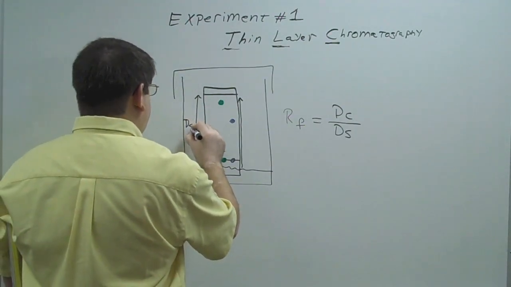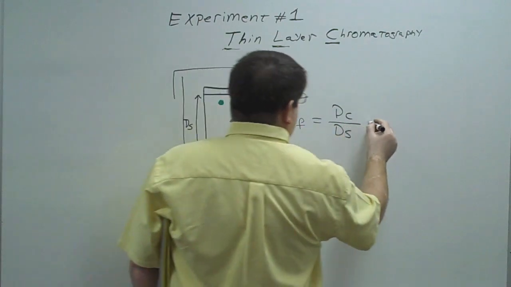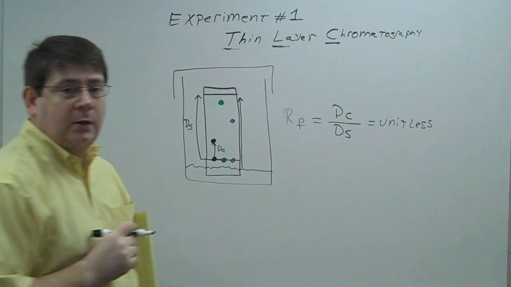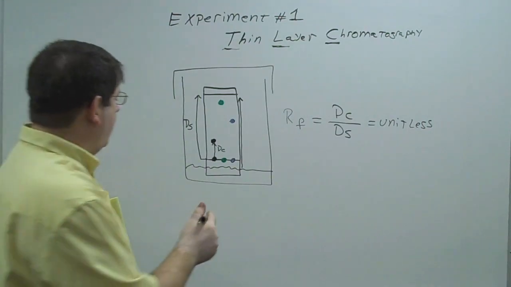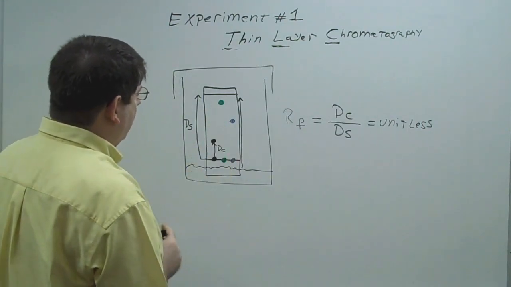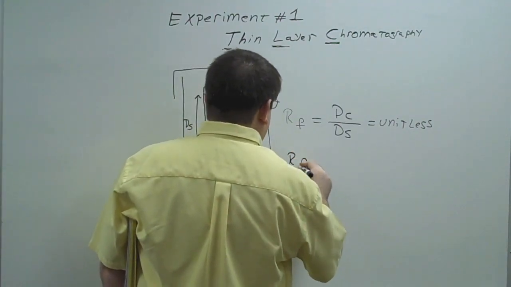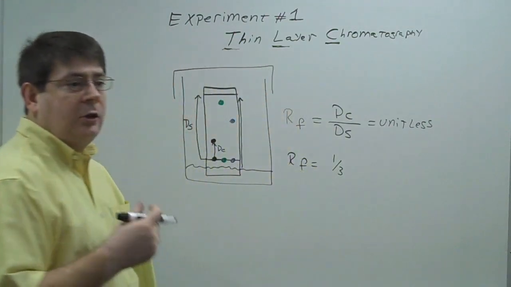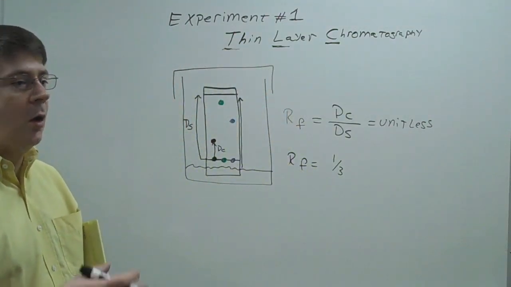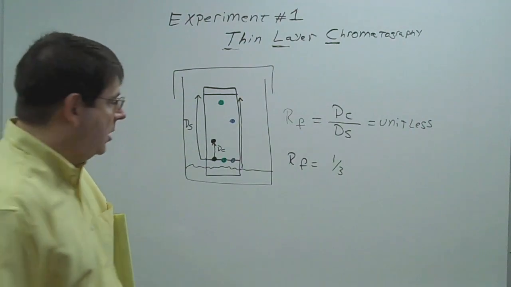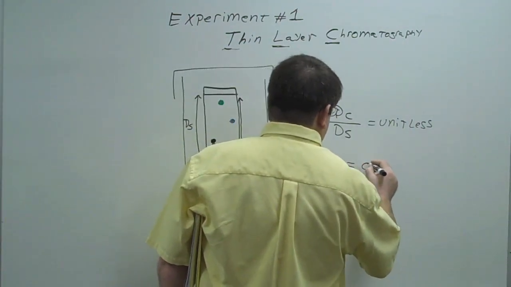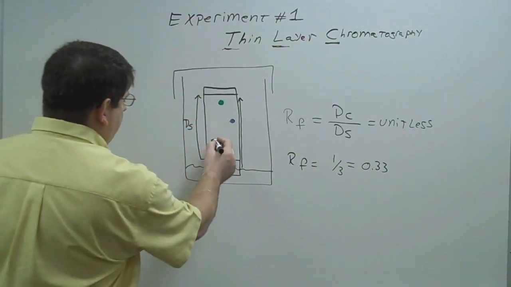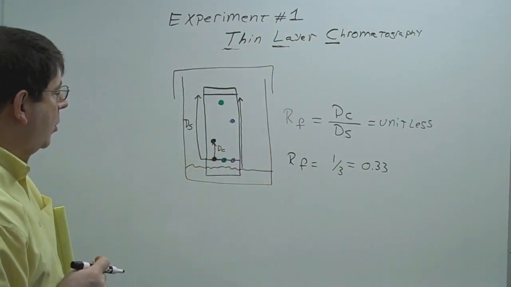So this is DS. Notice that this is a unitless value. And we typically report these to just 2 decimal points. So for example, this looks like it went up about 1/3 of the way. So you would report the RF for the black spot as 1/3. You can put that into your calculator, of course, get 0.33. Don't go out to 5 decimal places. We can only go out to about 2 accurately. So the RF for this particular compound, this black spot, would have an RF value of 0.33.